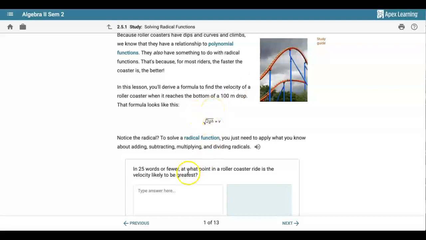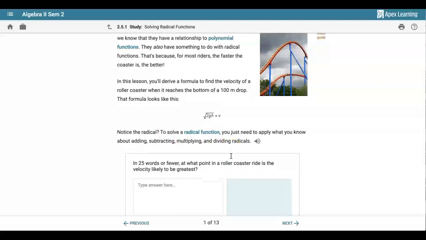We'll talk a little bit more about this later on, just to remind you: v stands for velocity, g is a constant for gravity, and h stands for height. Obviously it says notice the radicals. So to solve this radical function, we need to apply what we know about adding, subtracting, multiplying, and dividing radicals, figuring out what do we have, what do we need, and how can I get there, using the tools that we now have under our belt.